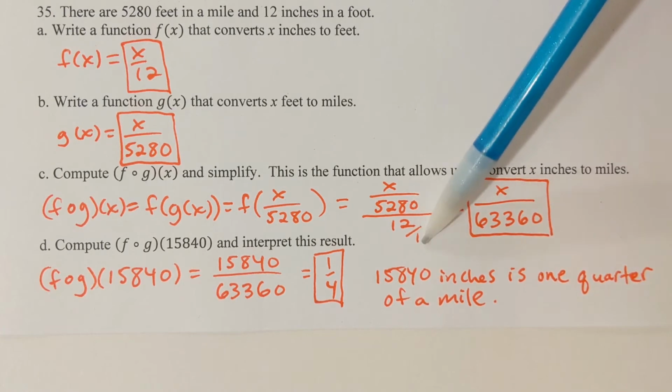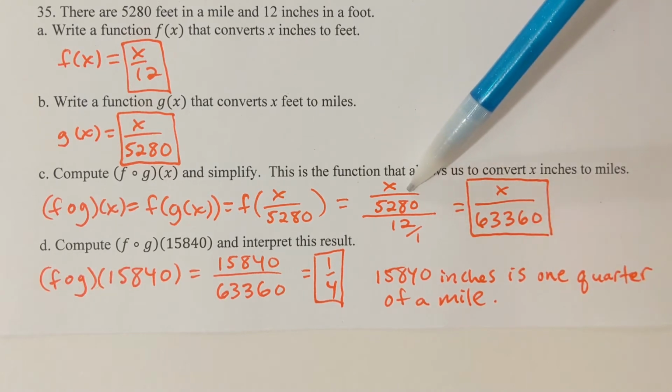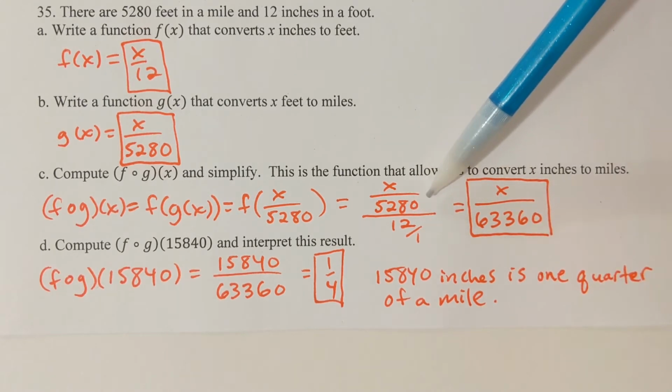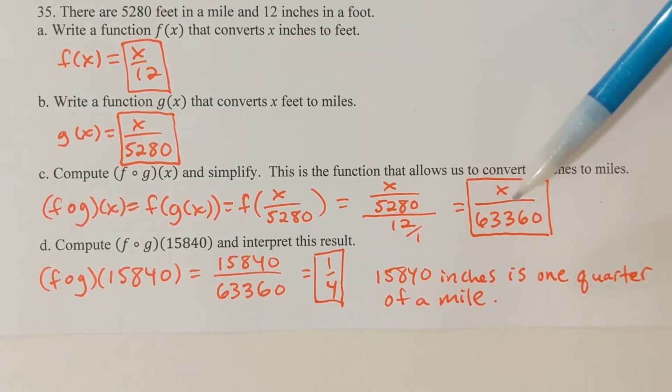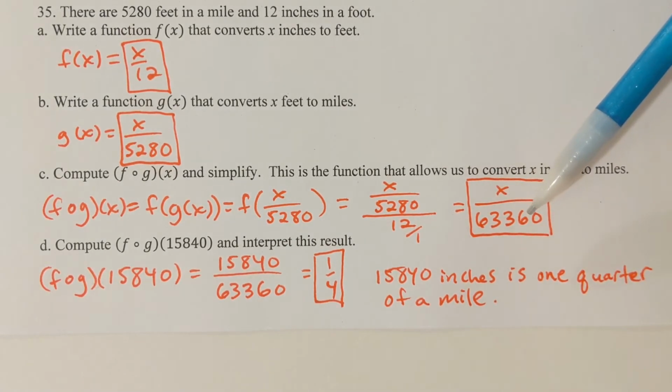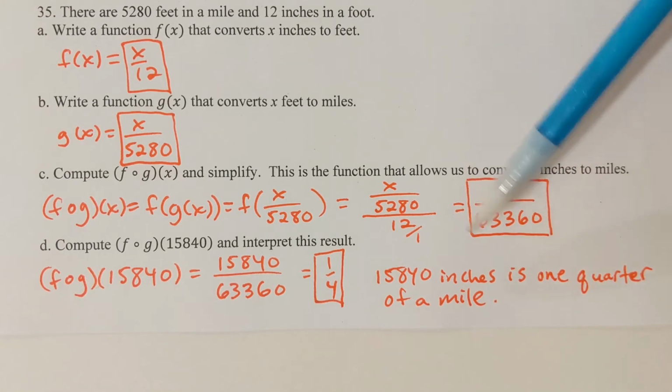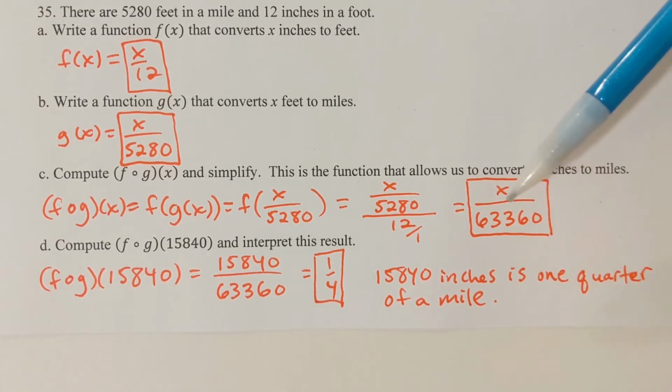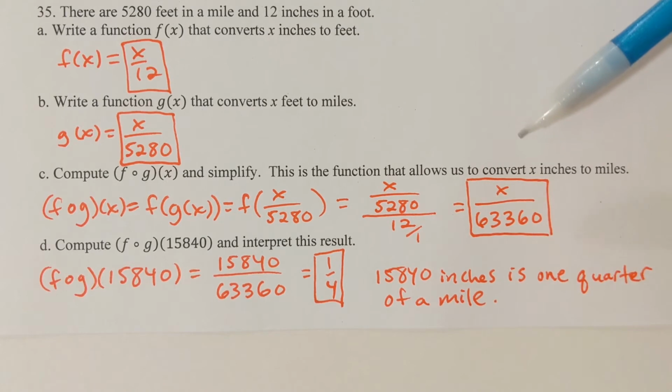Now you're dividing by 12. Think of 12 as 12 over 1. And when I flip the denominator and multiply, x over 5,280 times 1 over 12 would give me x over 63,360. And that would be my answer. That would be the function that allows me to convert x inches to miles.